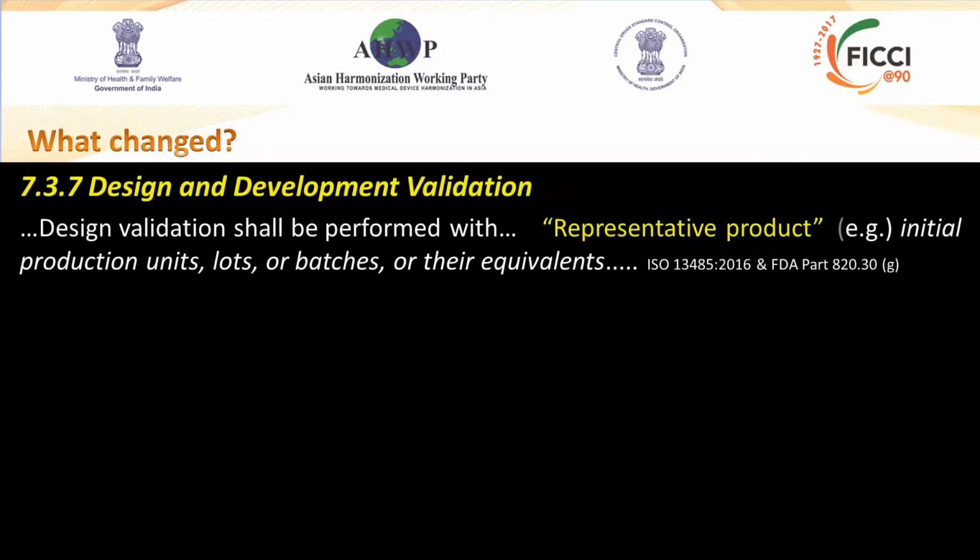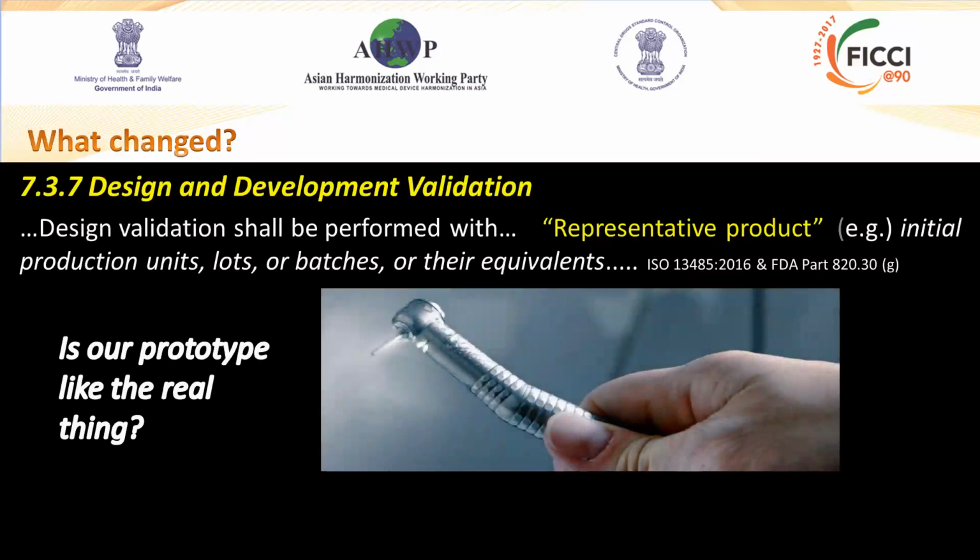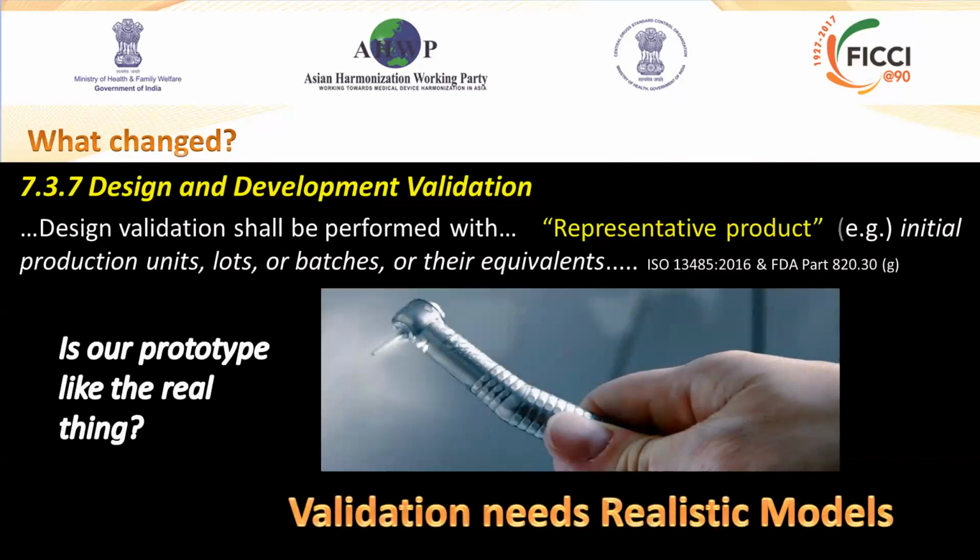So one of the things that they've added in here, and this is something that the US FDA has had all along in their design control regulation, is that design and development validation needs to be done on representative product, not something that's so much of a prototype that it differs significantly from what's being placed on the market. So you can use prototypes, but if you're going to do validation with them, you need to be sure that the prototypes are very close to what's going to be placed on the market. So validation basically just needs realistic models.